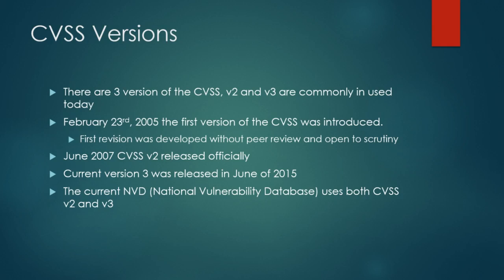When version 3 was released in 2015, it allowed for more scoring capabilities. So it's no longer just a 3-point scaling system. There's everything from no vulnerability up to critical vulnerability, using 5 gradients in between as it breaks up the CVSS score out of 10.